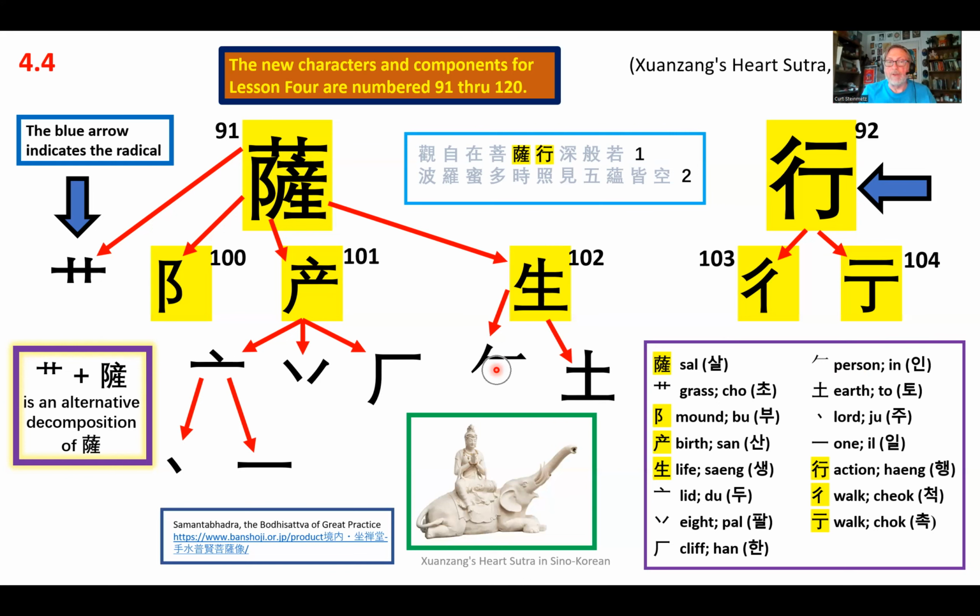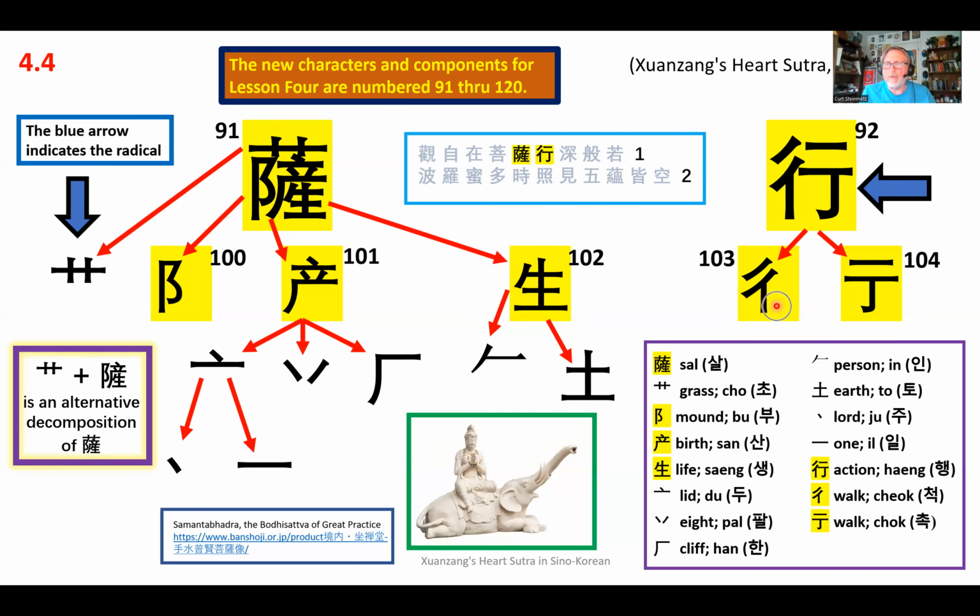You should just know that whenever you see this little piece as a part of a character, it means person. It is an alternative component form of person, and we'll see another form of the character for person coming up pretty soon. All right, so the character heng, which means action or practice, actually has 2 parts.